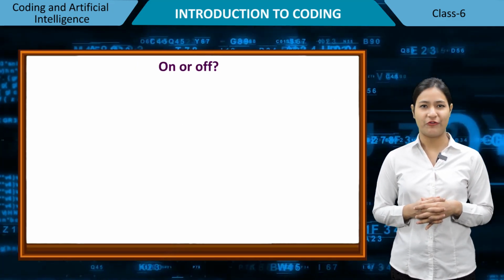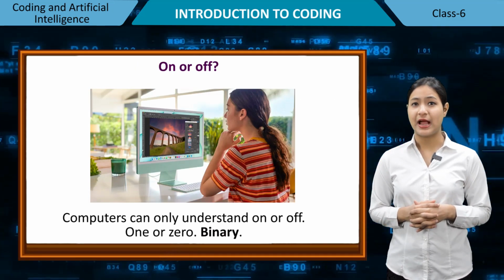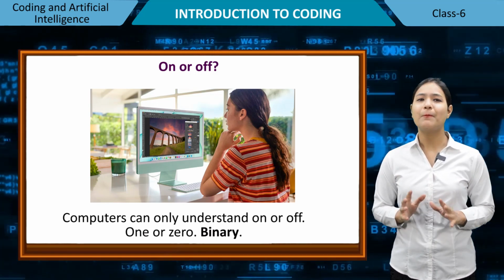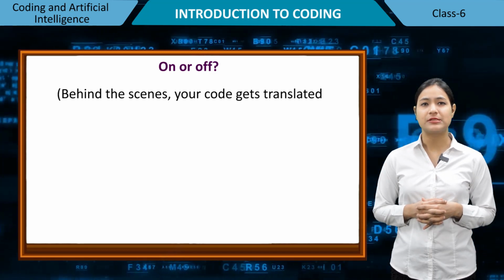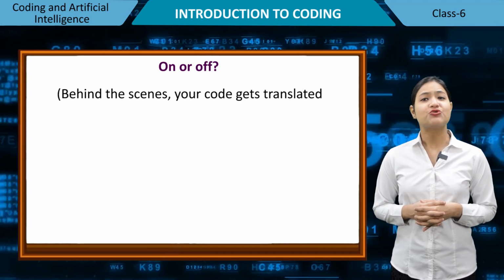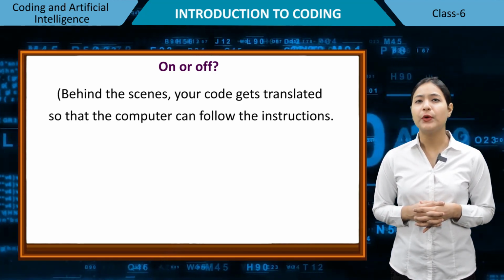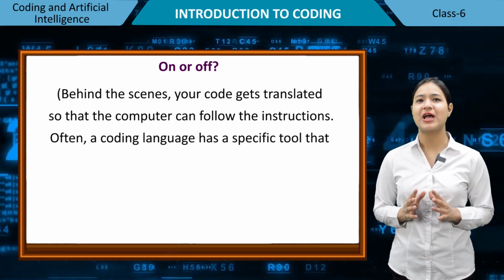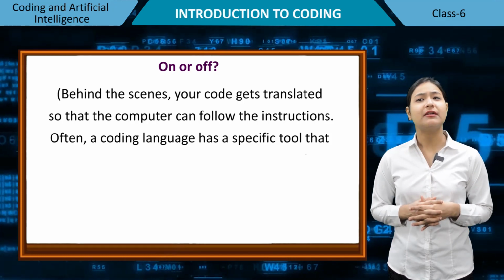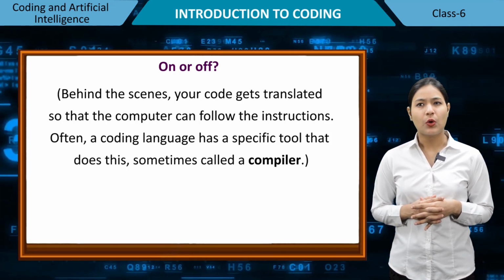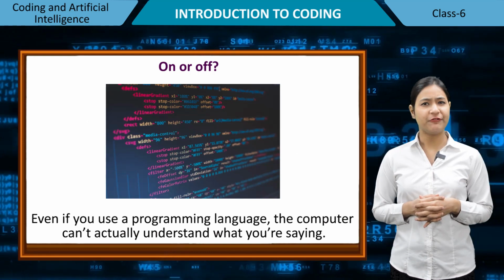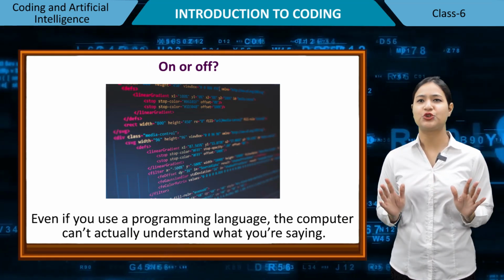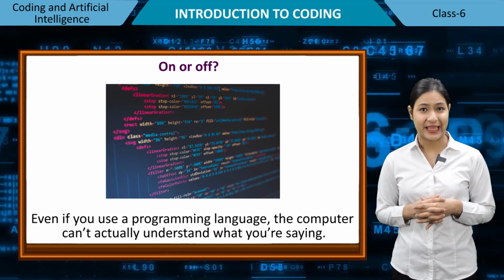On or off. Computers can only understand on or off, 1 or 0, binary. Behind the scenes, your code gets translated so that the computer can follow the instructions. Often, a coding language has a specific tool that does this, sometimes called a compiler. Even if you use a programming language, the computer can't actually understand what you are saying.